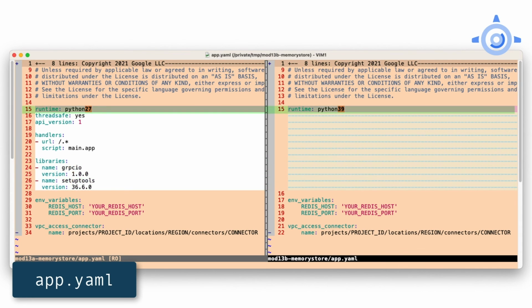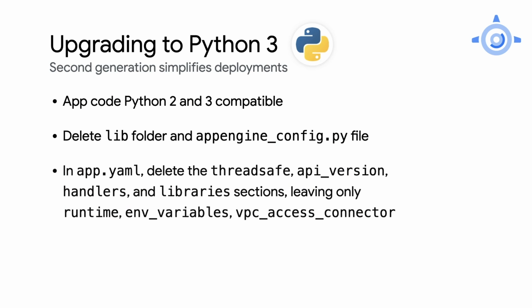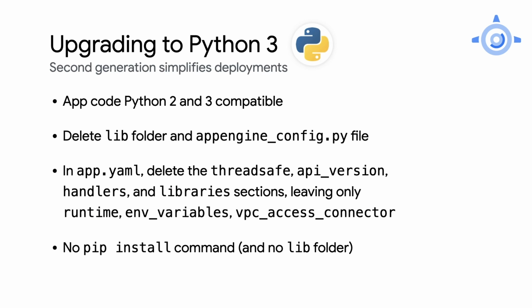What's left? The runtime, your Memorystore instance information, and the VPC connector information. Now your app is ported to Python 3. Again, there is no pip install, so just gcloud app deploy, and that's it for Module 13. So let's wrap up.